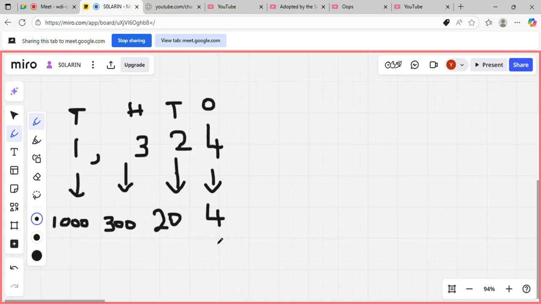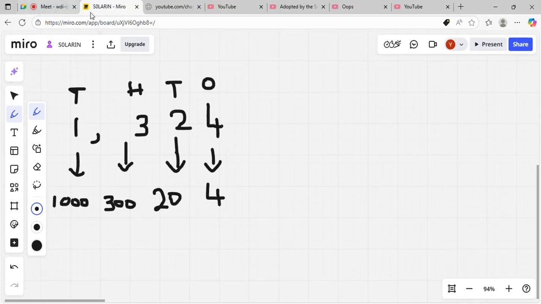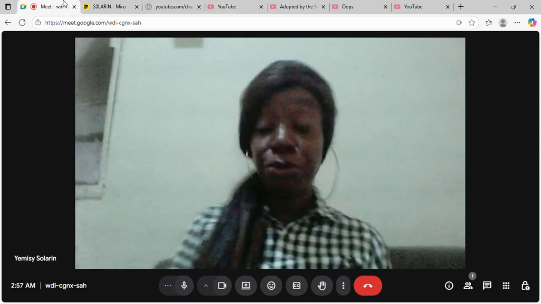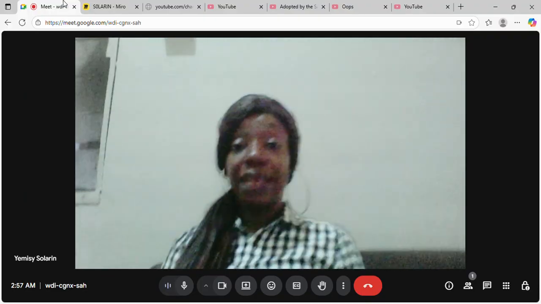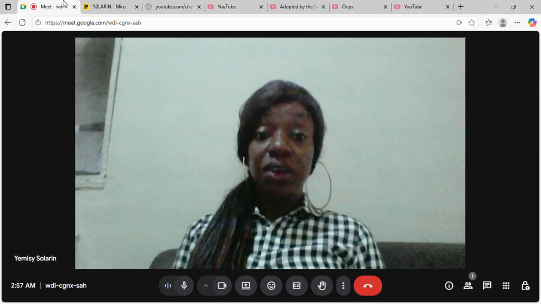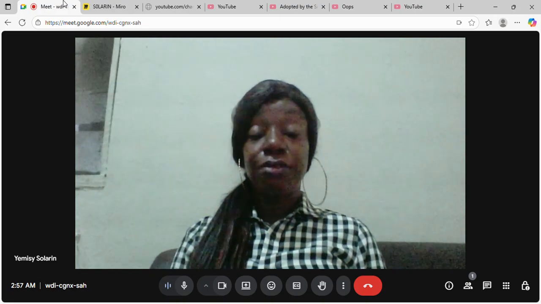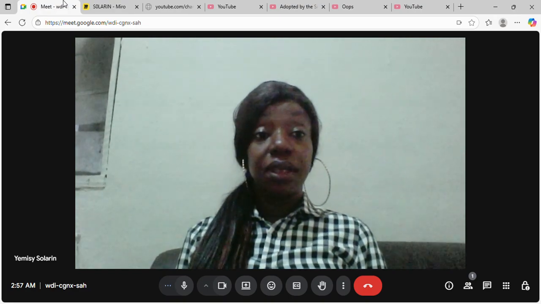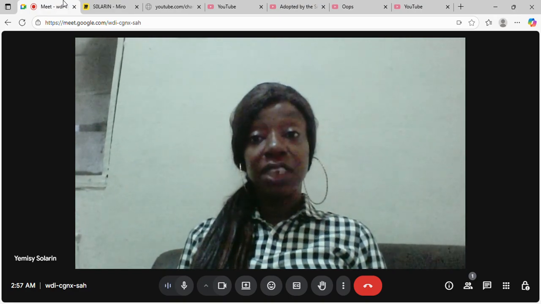So I'm just going to be working with one example here. I'm very sure we've been able to achieve all our goals for this lesson. The first goal is for us to find the meaning of place value. The second goal is for us to be able to identify what all numbers are. And the third goal is for us to know the place value of all numbers.